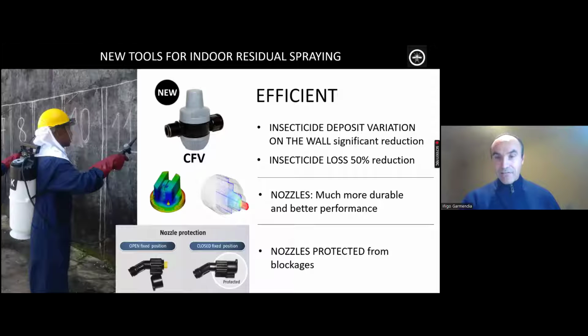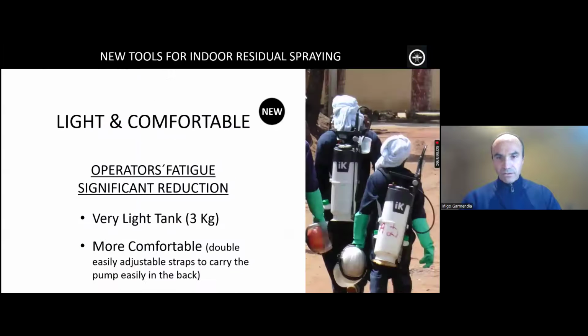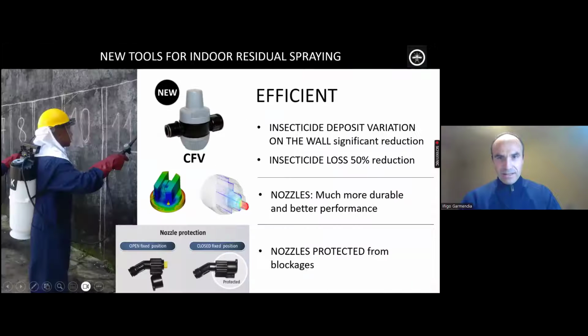It is also a very efficient sprayer because it's equipped with a control flow valve that keeps the spraying volume constant, reducing the insecticide deposit variation on the walls significantly. It is also equipped with IRS and larviciding nozzles that, thanks to the optimized design and new material selection, are more durable than metallic nozzles and offer better performance.